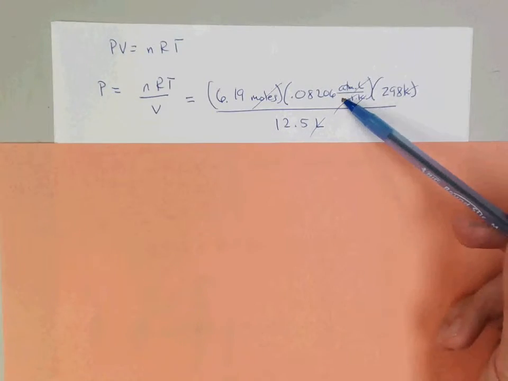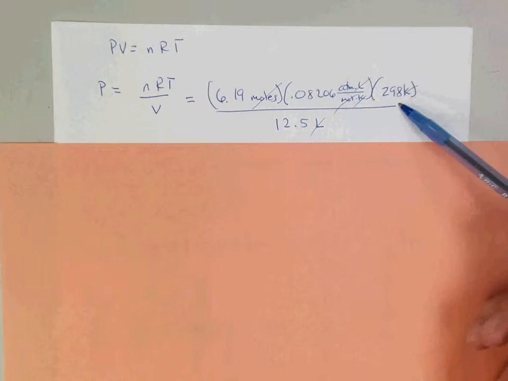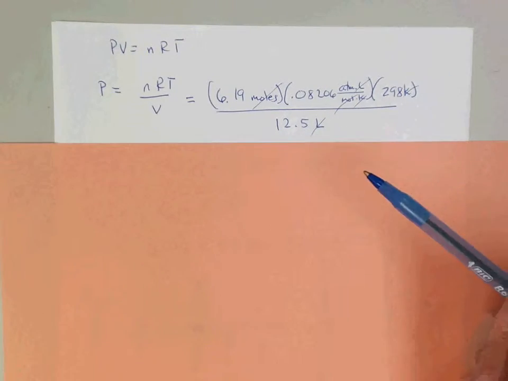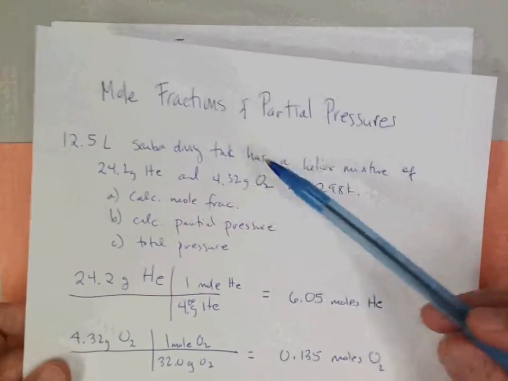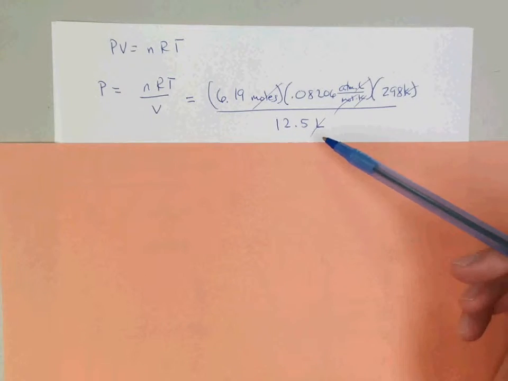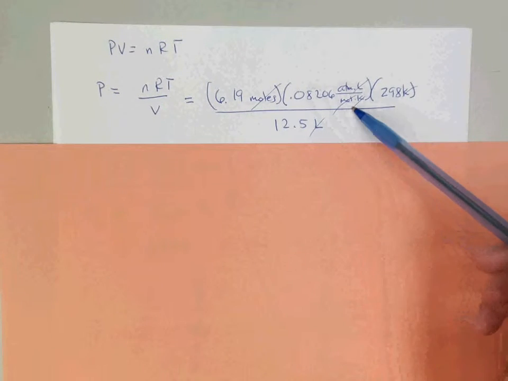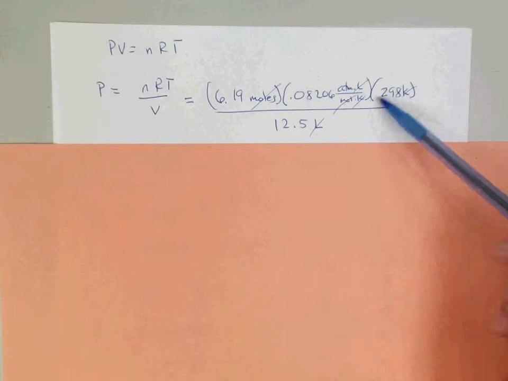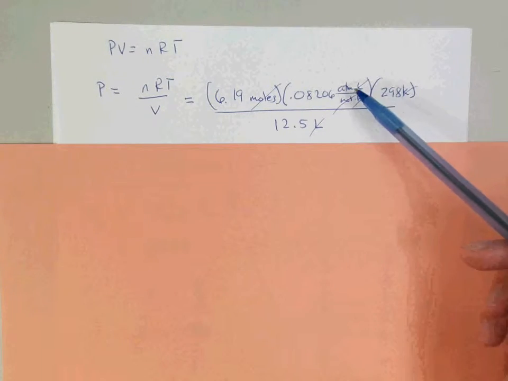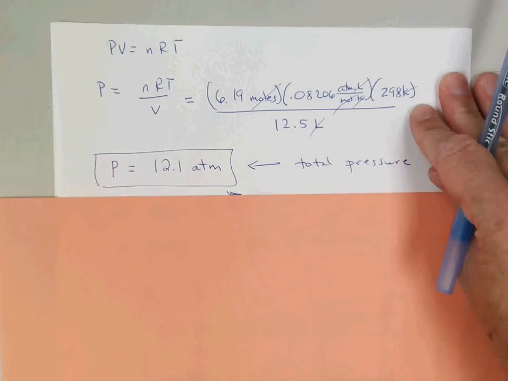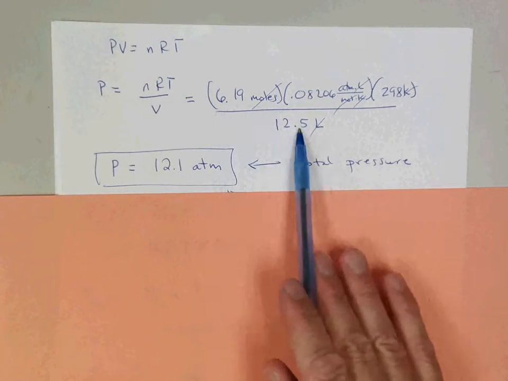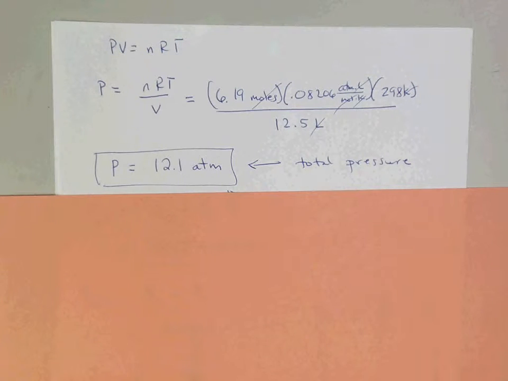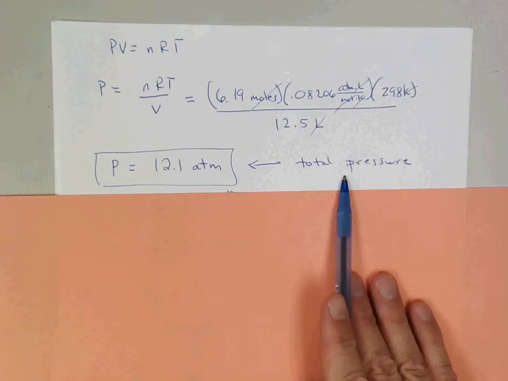Then we use the gas law constant, and the temperature is 298. That was in the earlier problem right here. Then we also see that the volume is 12.5 liters, so we put 12.5 liters at the bottom. Moles cancel, liters cancel, and Kelvin cancel, so we're left with atmospheres. Okay? What that ends up with is 12.1 ATM if we're going with 3 significant digits. And that is now our total pressure.